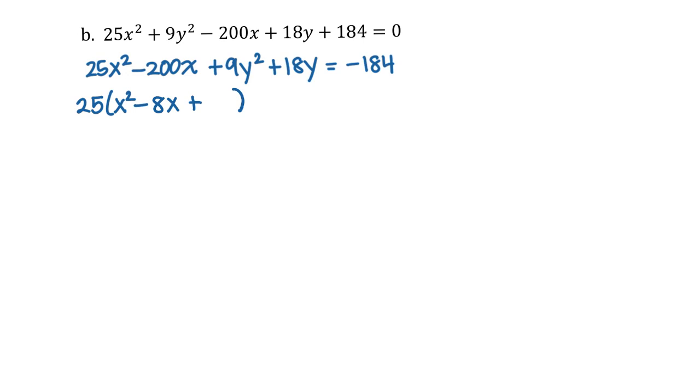Okay, for the 9y squared, I'm going to factor out the 9. And I'll have y squared plus, make sure you factor the 9 out of the 18. So that will be 2y. I'm going to leave it blank because I am going to complete the square in a moment.